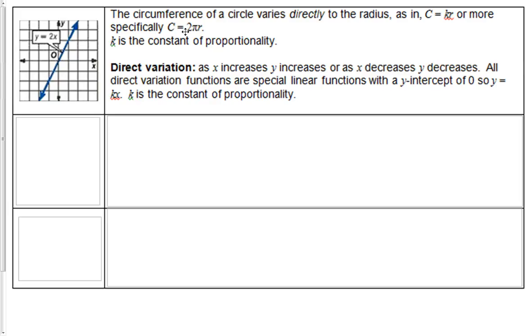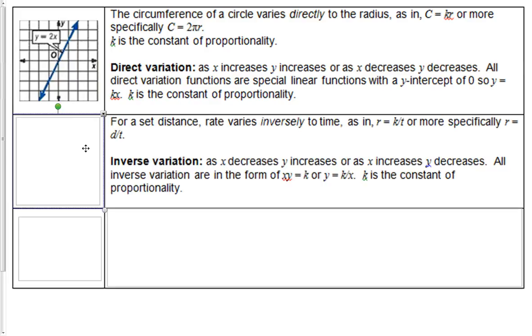The factor that determines how quickly the increase is happening is called k, the constant of proportionality. In the equation of a circle, 2 pi would be that constant that defines how quickly r makes C go up. I think you'll understand this better as we get through examples, but I'm going to jump into the next definition of inverse variation.